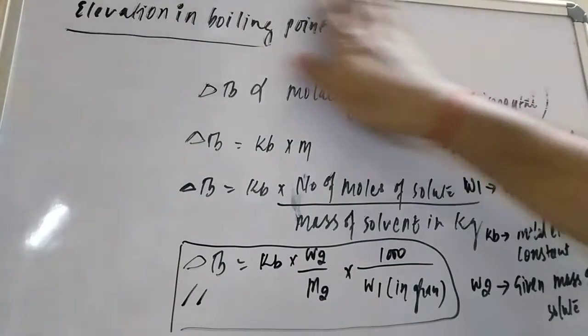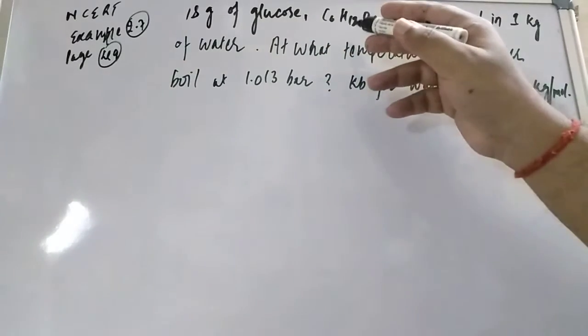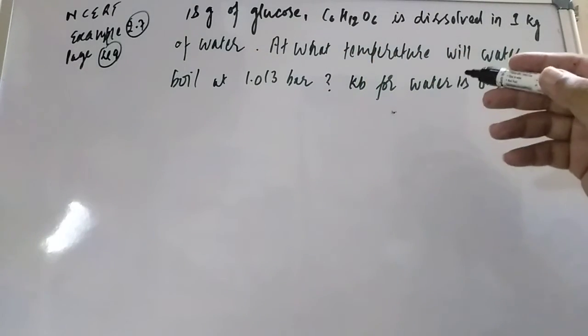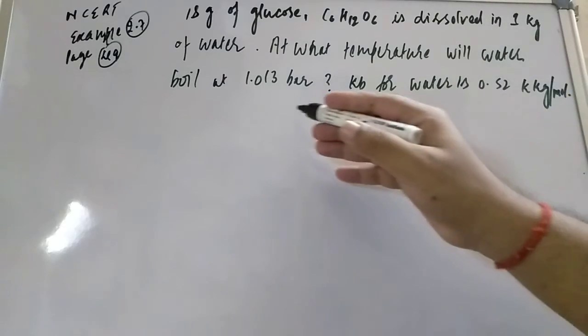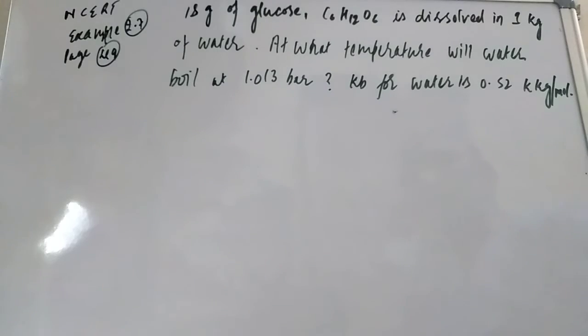Now let us solve some problems, student, and then you will understand this whole concept. Now the problem is based on elevation in boiling point. Let us see what they are asking. This question I have selected from NCERT, example number 2.7, page number 49. 18 gram of glucose is dissolved in 1 kg of water. At what temperature will water boil? At 1.013 bar, so atmospheric pressure is given, student. Kb for water is also given.